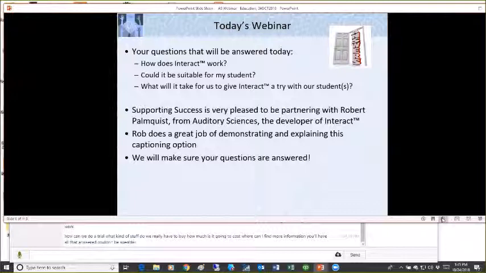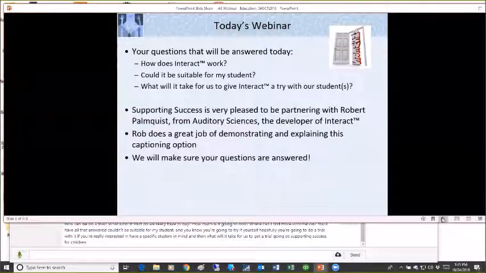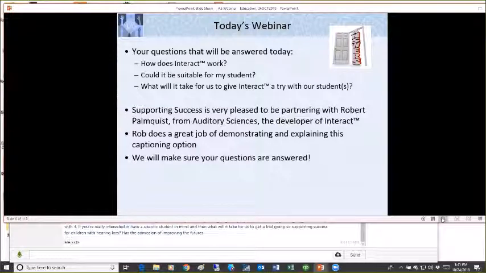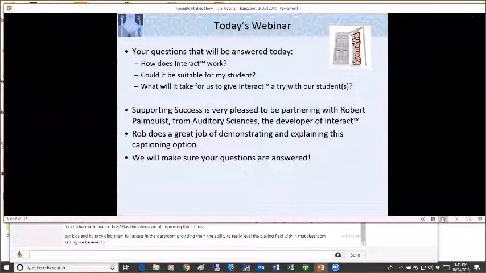Could it be suitable for my student? And you know, you're going to try it yourself. And hopefully you're going to do a trial with it if you're really interested and have a specific student in mind. And then what will it take for us to get a trial going? So supporting success for children with hearing loss has the mission of improving the futures of our kids. And by providing them full access in the classroom, providing them the ability to really level the playing field within that classroom setting, we believe it's a very important building block for their lifelong success.